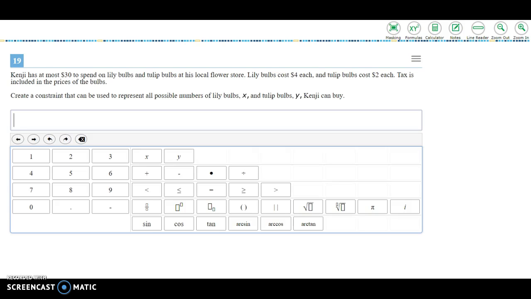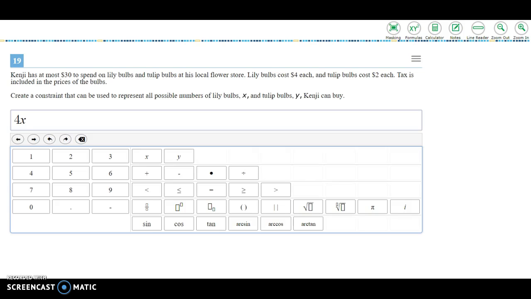So we're going to start with lily bulbs. If he buys one lily bulb, he will spend $4. If he buys two lily bulbs, that's 4 plus 4. If he buys a third one, plus another 4. So instead of doing this over and over again, maybe we can just write a variable. X represents lily bulbs, so 4 times however many lily bulbs he purchases.